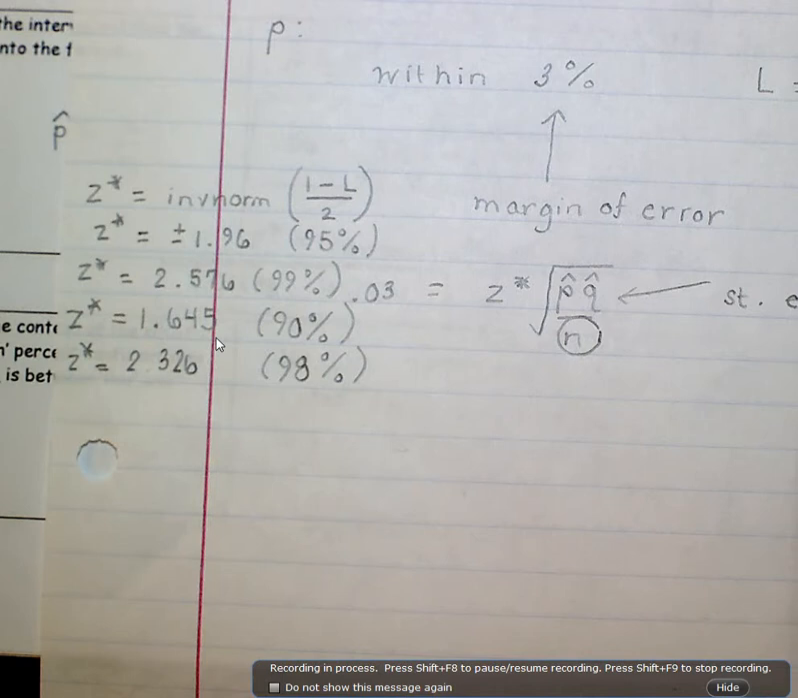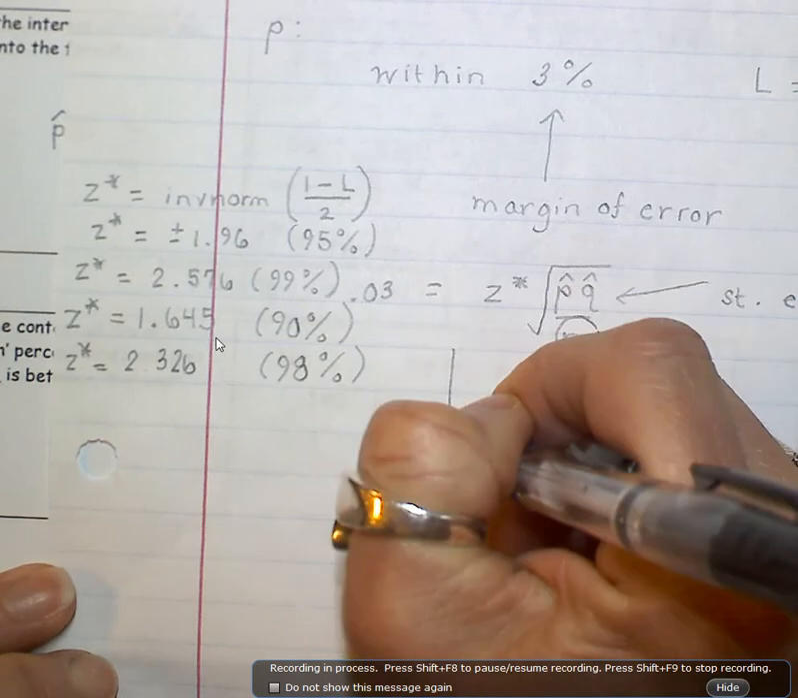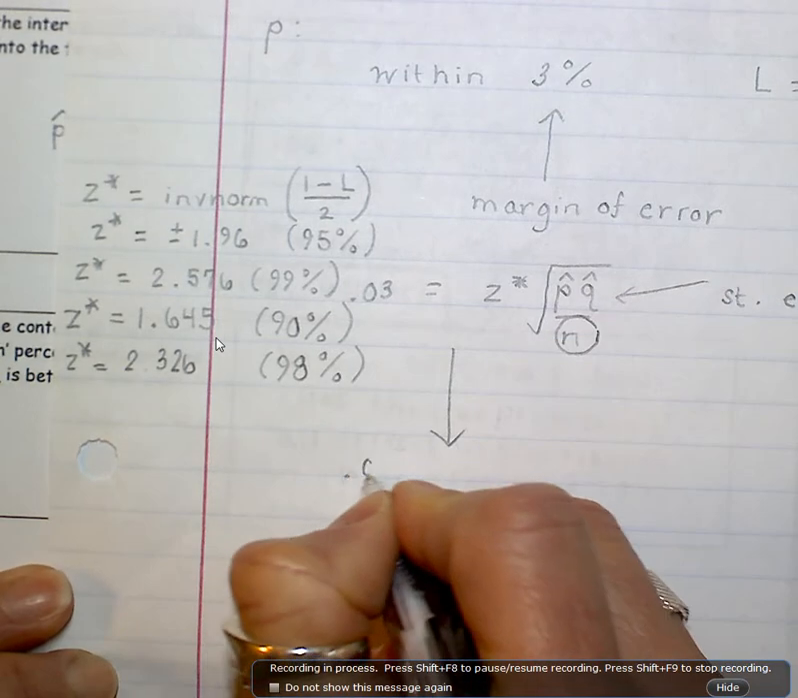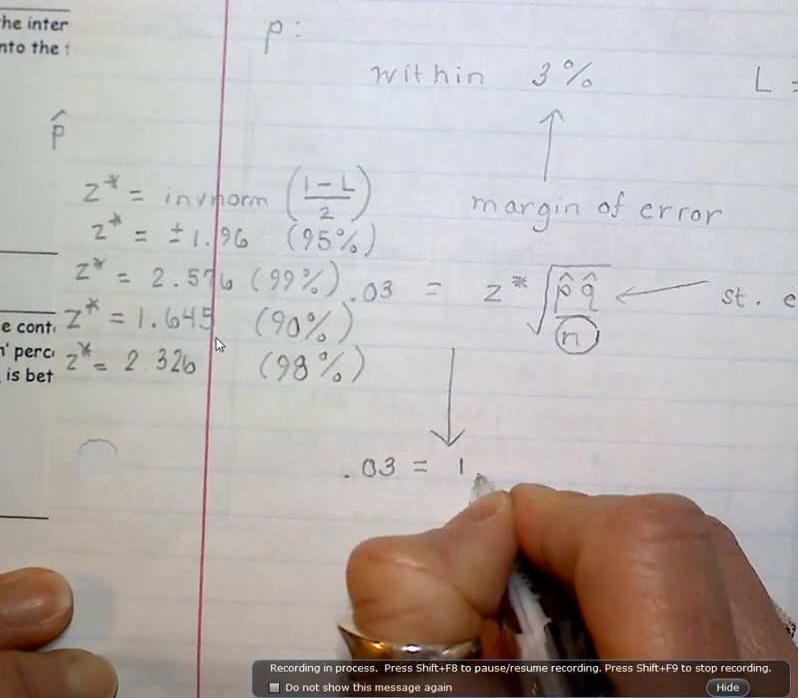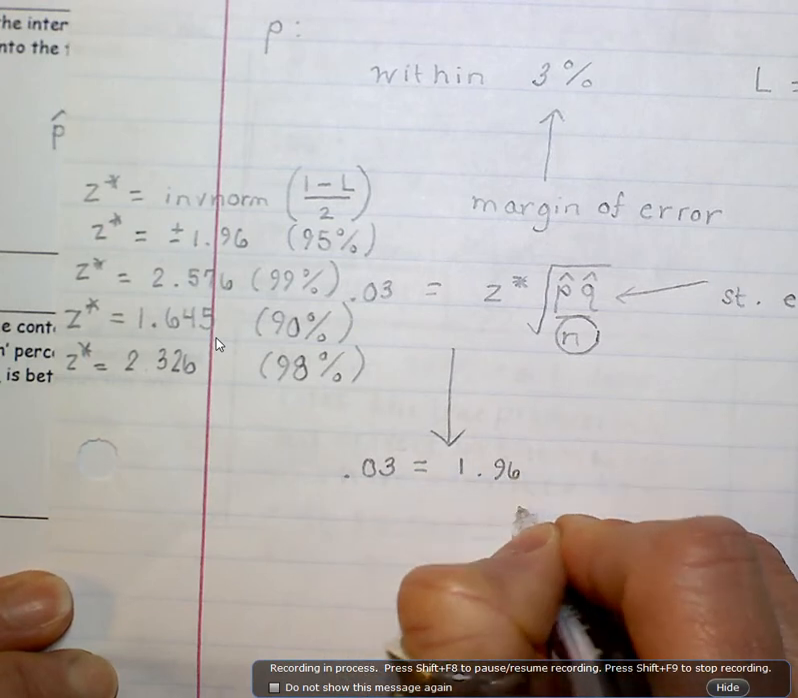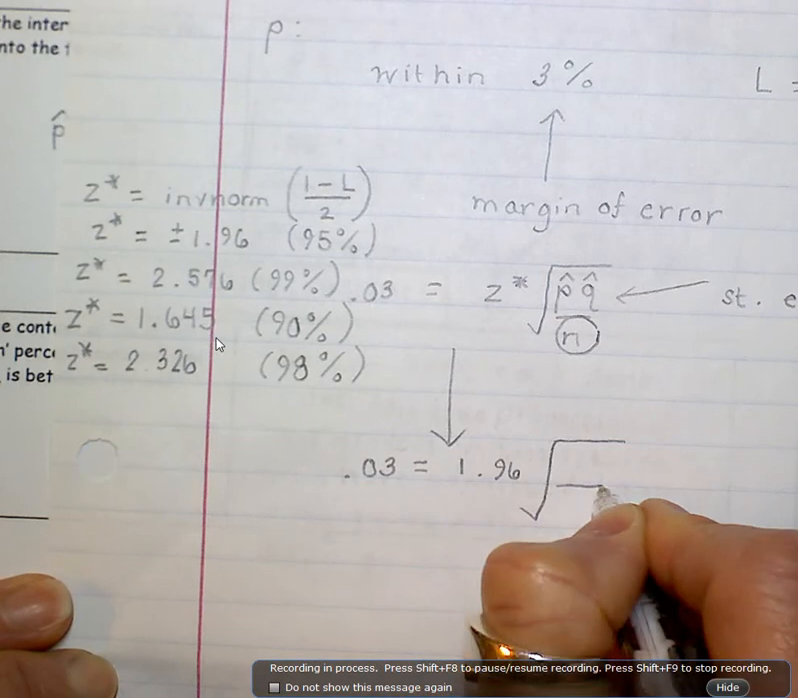Here we're using 95%. So continuing on here, my margin of error I want to keep to 0.03 or less. Now I've got a z-star of 1.96. All right, I'm trying to find n.